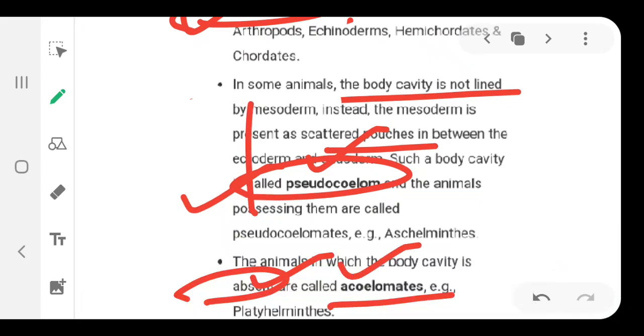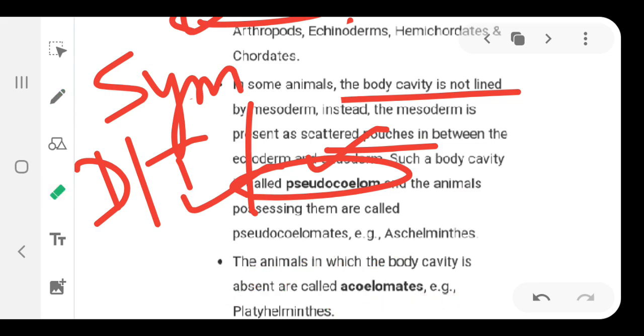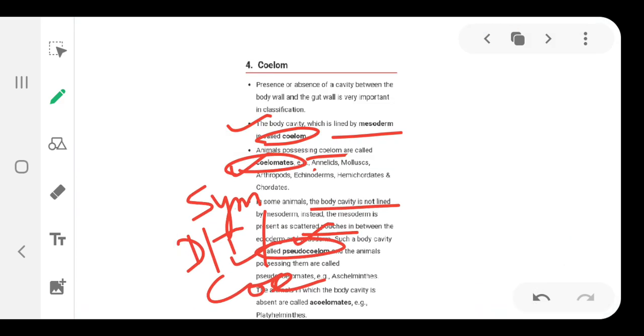So we have seen three terms here. One is the symmetry of the body, number two is diploblastic or triploblastic, and the third one that we have just checked out is the coelomate, or the cavity that we are going to study in these animals. All these things should be very clear, so that we can understand and read the taxonomy of the animal kingdom. Now let us begin phylum by phylum.